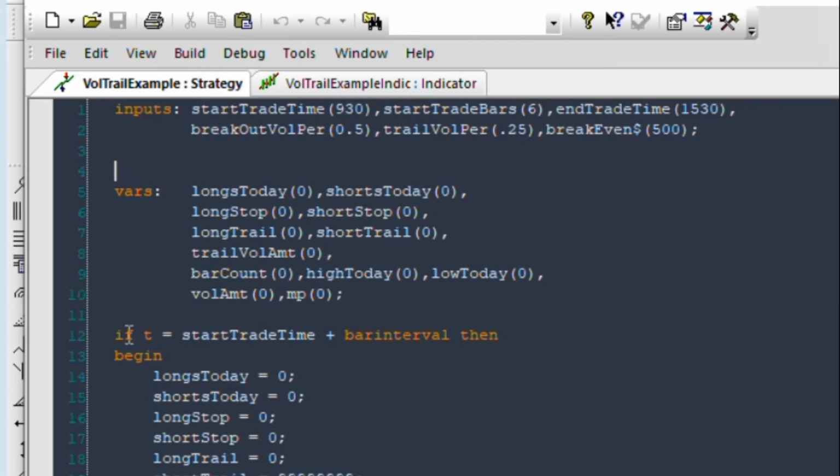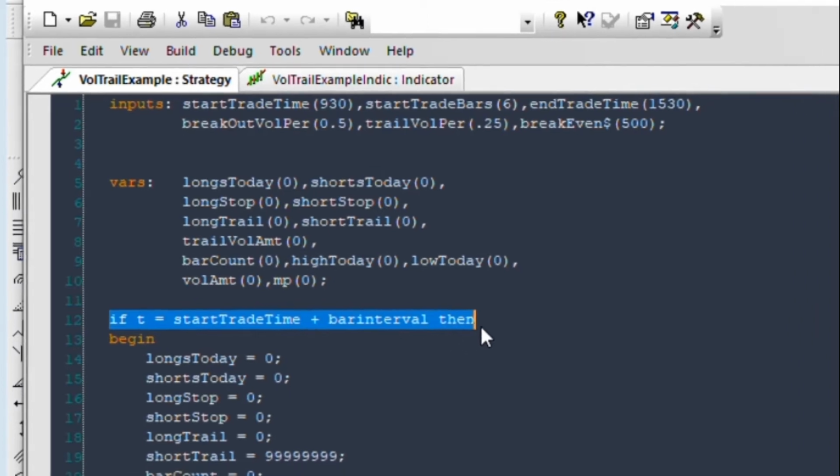Okay, let's start here. If the time is start trade time, which was 9:30 plus bar interval, which is 9:35, then it's the first bar of the day.